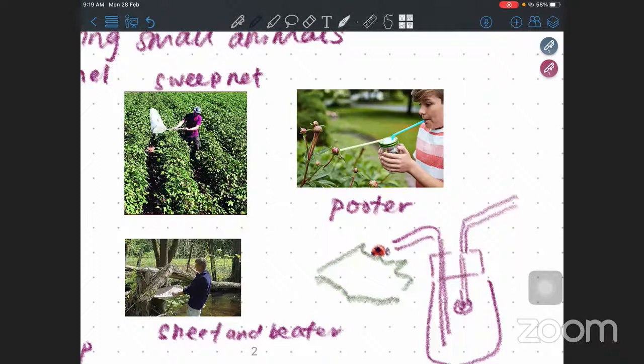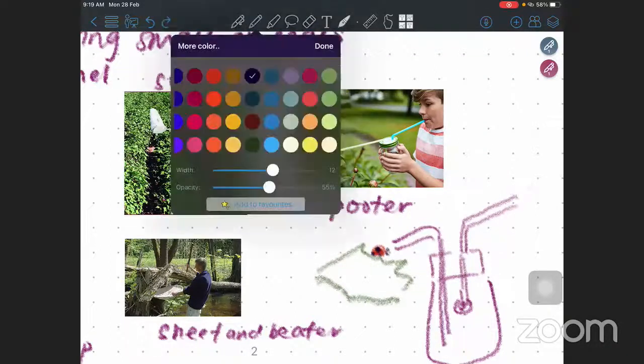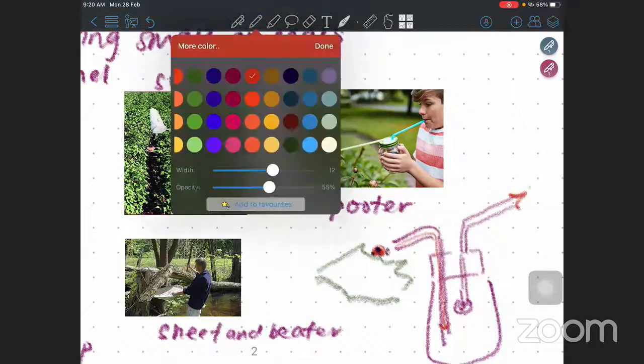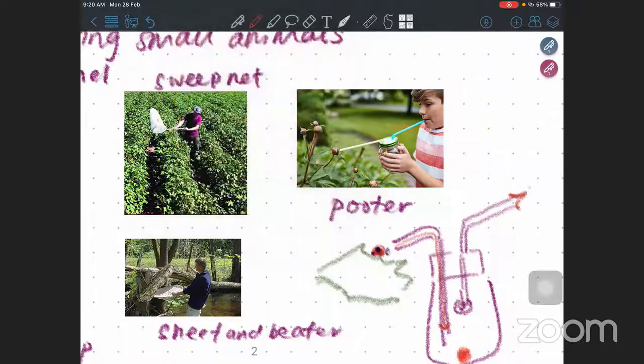So the mouth will be here. Oh, sorry, the mouth shouldn't be this color. So the mouth will suck in the air to create a low pressure. So the bug will also follow and drop here. And now the bug will be here.